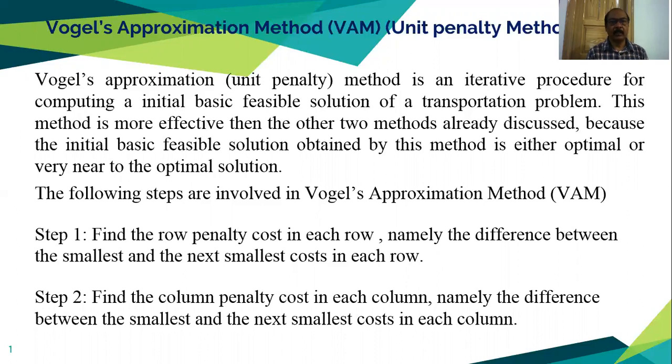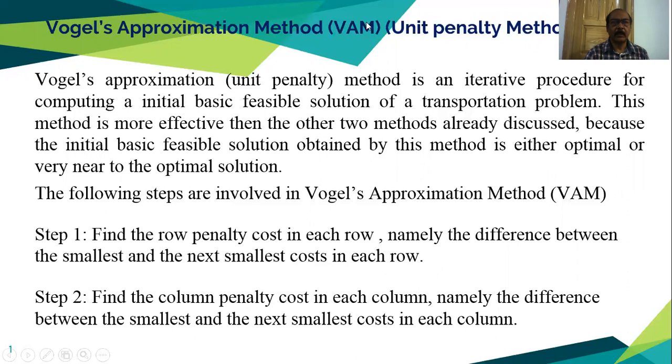Now, the Vogel approximation unit penalty method is an iterative procedure for computing an initial basic feasible solution of a transportation problem. This method is more effective than the other two methods that we already learned, that is the northwest corner rule and the matrix minimum method, or we can call it the least cost method.